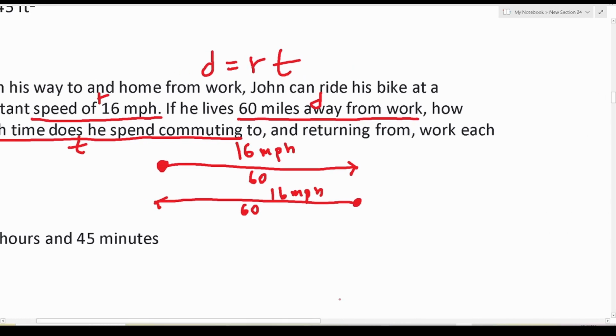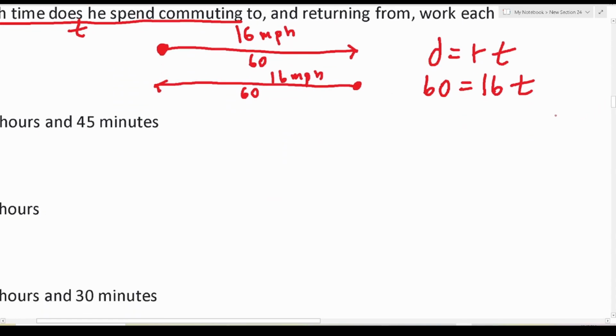So again, we have distance equals rate times time. According to the problem, distance is 60, so let's plug that in. The rate of speed is 16. Again, that's how fast he rides his bike, and we're trying to solve for time. So to do that, we're going to divide both sides by 16. This crosses out here, leaving us with T equals 60 divided by 16.